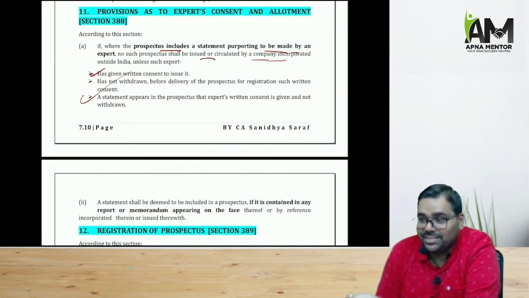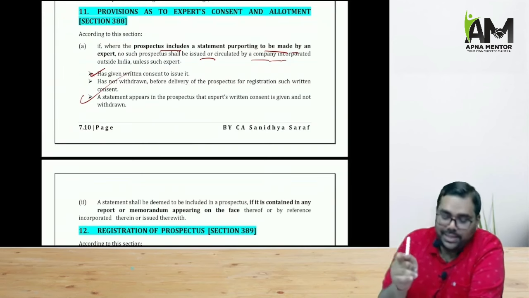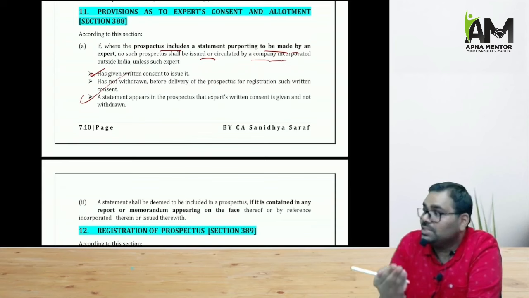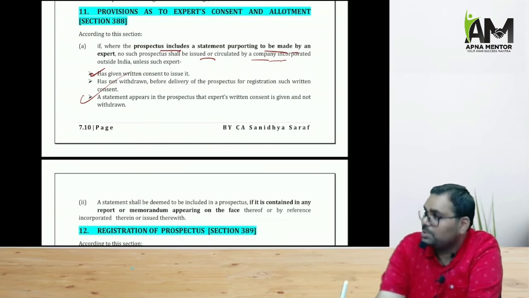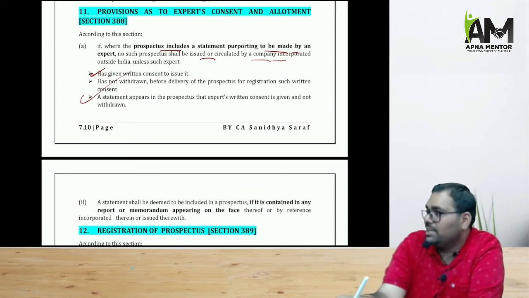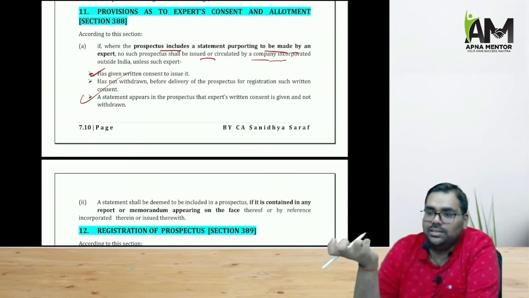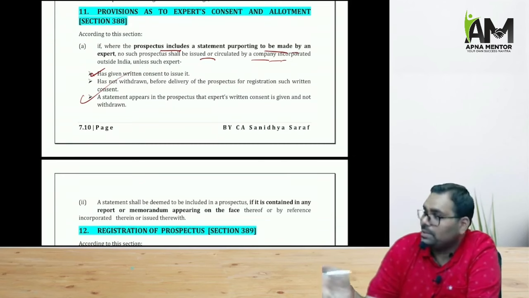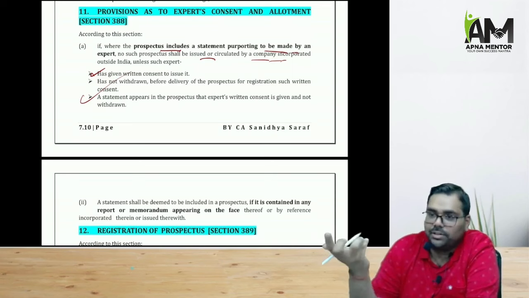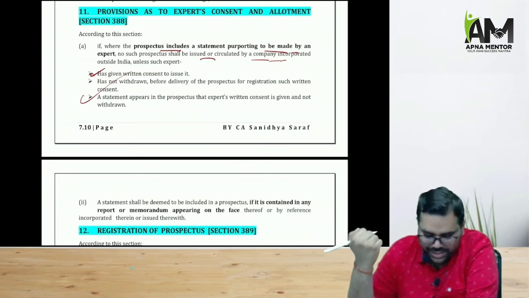But if the company is including an expert statement in the prospectus, then the company can issue its prospectus only when the expert has given a written consent and has not withdrawn his consent. And the company will also include this statement in the prospectus that the expert has given his written consent and has not withdrawn it. It is quite logical. If this provision is not there, then every foreign company will tell that we have an expert's opinion, and without taking the written consent of the expert, they will just write the expert's name. So this is what section 388 says.